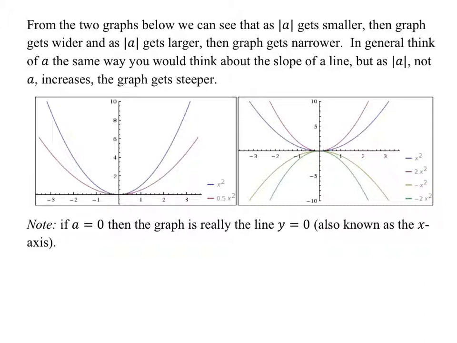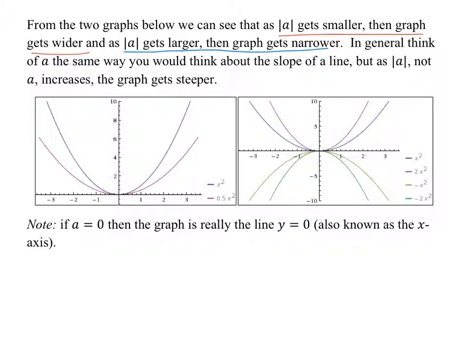Well, you can combine these two. What if a is negative and greater than 1 in value, like negative 2? It gets steeper or narrower again, but it is on the negative side of the axis. And you saw in your example that if a is 0, it's just the line y equals 0, which is just the x-axis going across. So the general idea is that as a gets smaller, the graph gets wider. If you want to underline or highlight that, it's right there. And as a gets larger, the graph gets narrower.